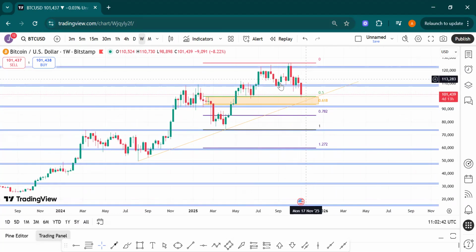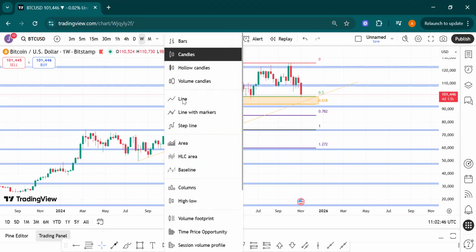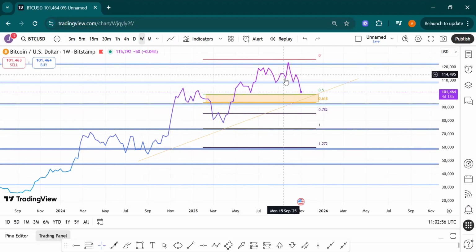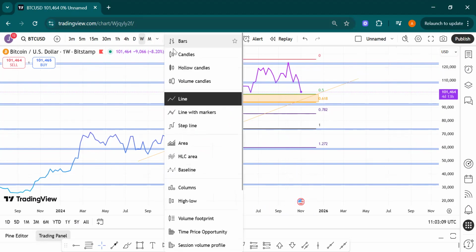So the question would now be, what do we do next? If I go to the line graph, of course, for those that have been following my style of analysis, I try to always get a pattern to work with from the weekly time frame. Now, looking at this, we can see that this is a head and shoulder pattern. So this is the head, this is the left shoulder, the right shoulder, and this serves as the neckline.